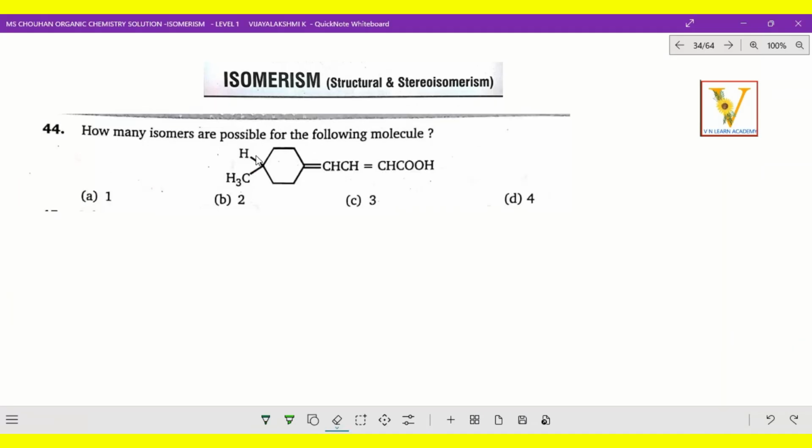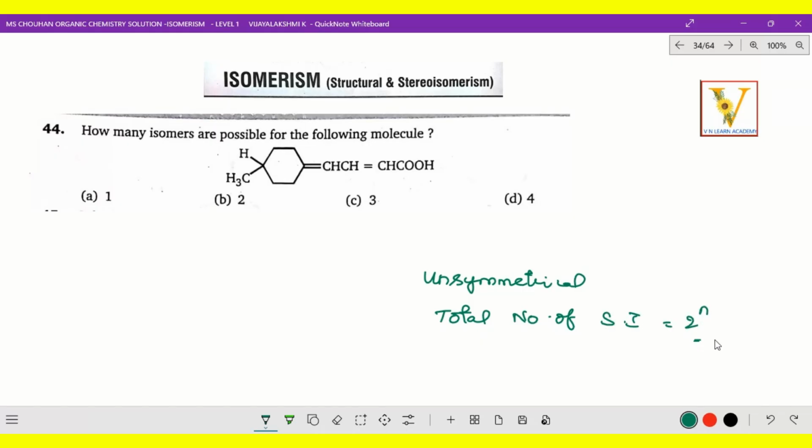See, by isomers, here we have to consider stereoisomers only. First and foremost, this compound is unsymmetrical, right? So what is the formula for unsymmetrical? The total number of stereoisomers equals 2 to the power of n. This is the formula to identify the stereoisomers of an unsymmetrical compound. Okay, now this is an unsymmetrical compound.